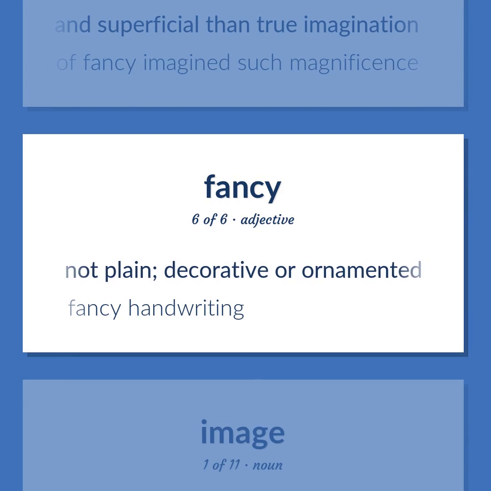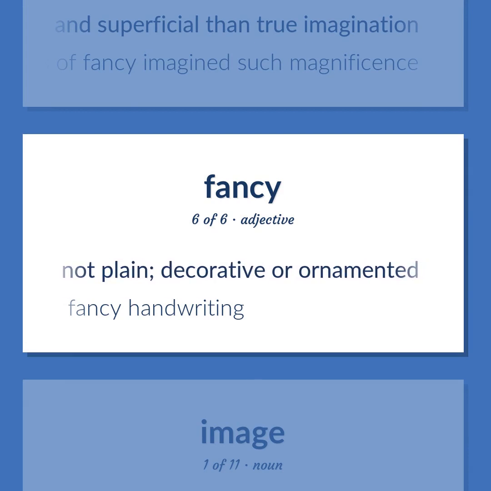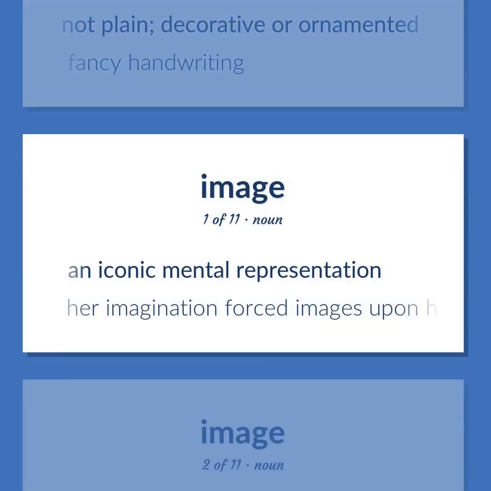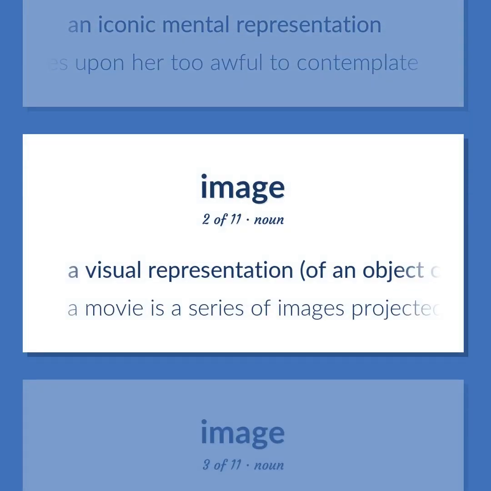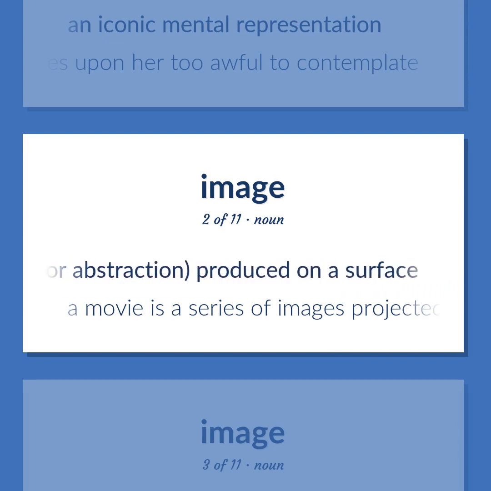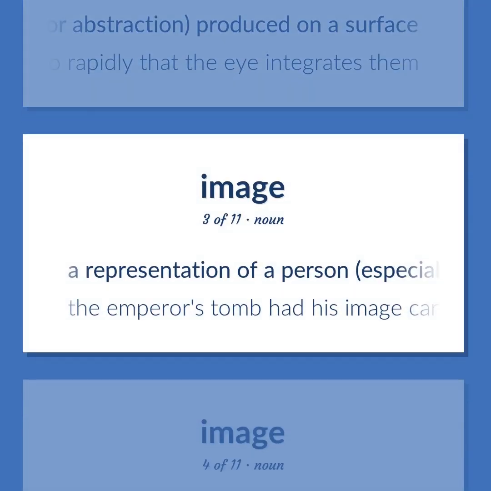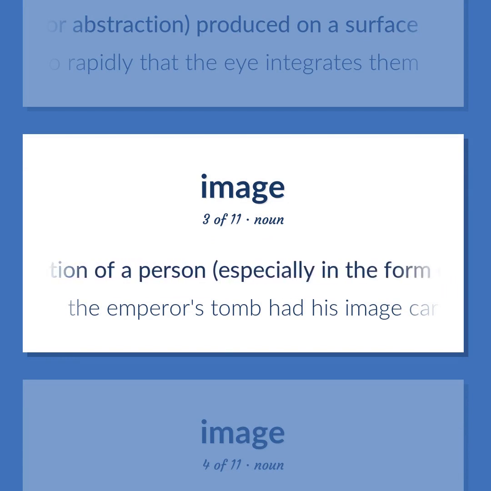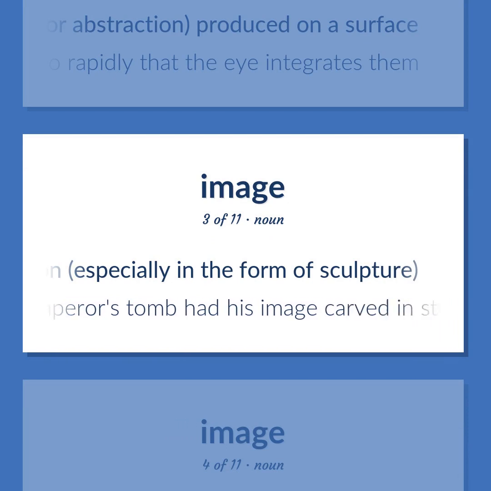Not plain, decorative or ornamented. Fancy handwriting. An iconic mental representation. Her imagination forced images upon her too awful to contemplate. A visual representation, of an object or scene or person or abstraction, produced on a surface. A movie is a series of images projected so rapidly that the eye integrates them. A representation of a person, especially in the form of sculpture. The emperor's tomb had his image carved in stone.